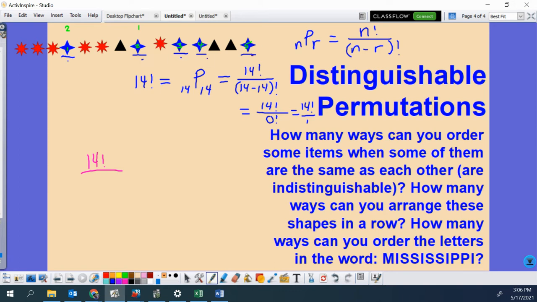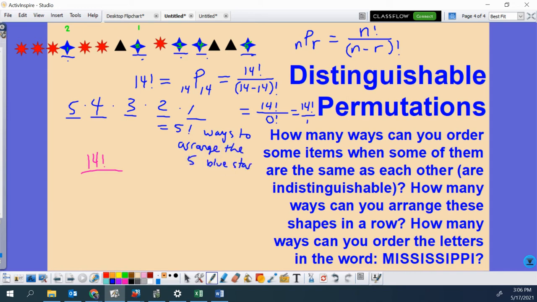And if you just focus on those and ignore everything else, 1, 2, 3, 4, 5, you have 5 slots now. And what do you have? You have 5 choices for the first slot, right? It could be star 1, 2, 3, 4, or 5. And then once you pick one, you have 4, and then 3, and then 2, and then 1. So it's really 5P5 or 5 factorial ways to arrange the 5 blue stars. And for each one of those, 5 factorial equals 120 ways that you can arrange those 5 blue stars.